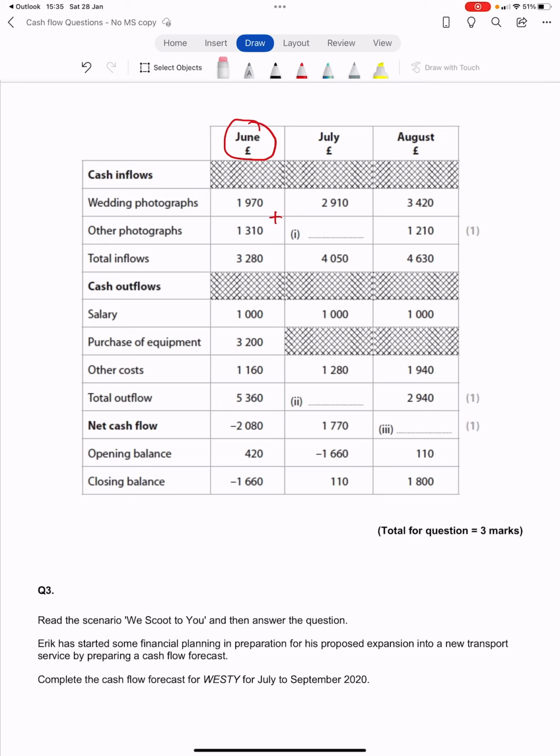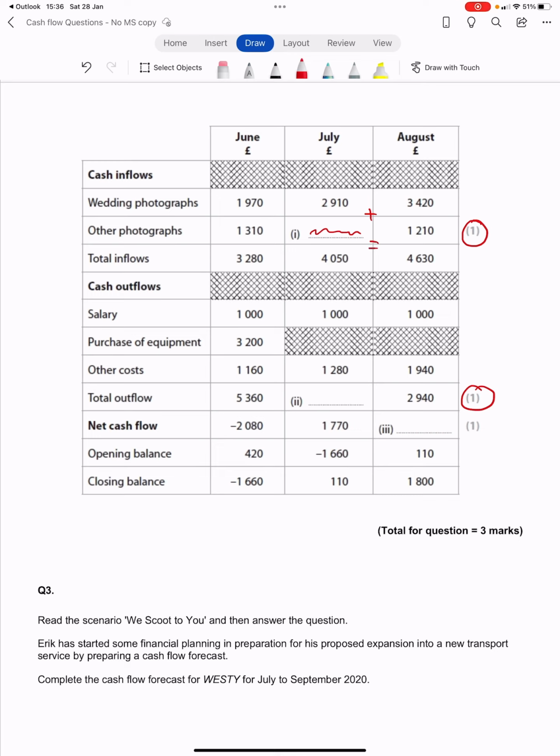Okay, so let's move on to July, because that's where we've actually been asked to fill some things out to get some marks. Okay, so the first 2 marks are in July. So the first thing we need to do is work out what the total inflows are. So the first thing we need to work out is what the other photographs have brought in terms of cash inflow.